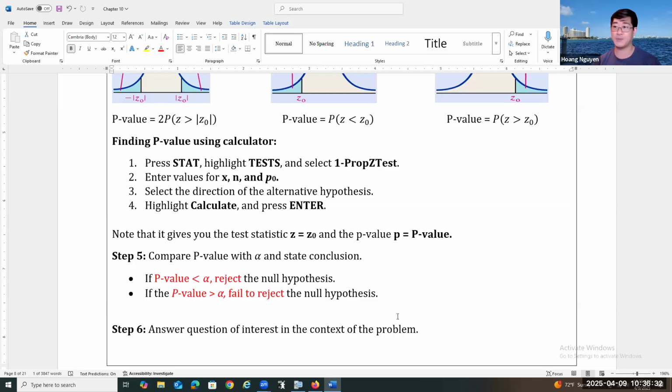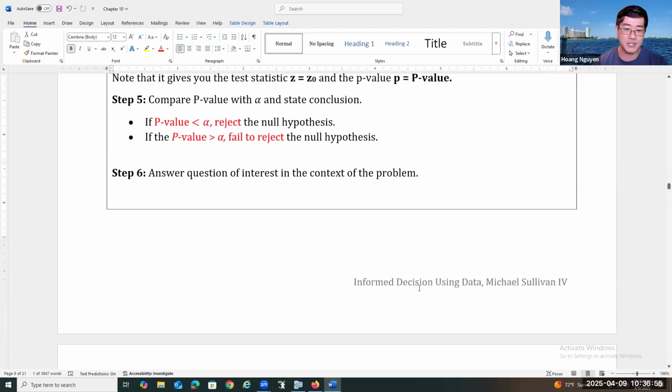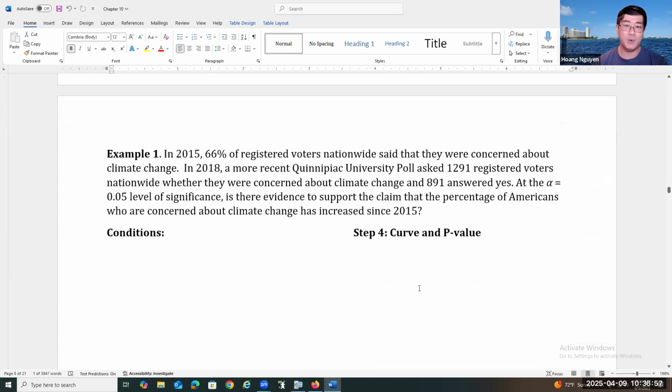So that's the procedure for the hypothesis test in general, and we're going to repeat this same procedure for all of the hypothesis tests that we will have in chapter 10. You might take a look at this summary of the procedure one more time before we take a look at the first example. So let's take a look at the first hypothesis test of population proportion. Example number 1.